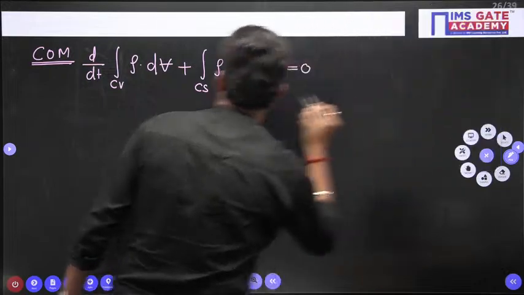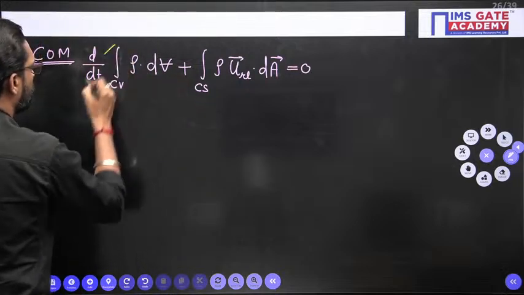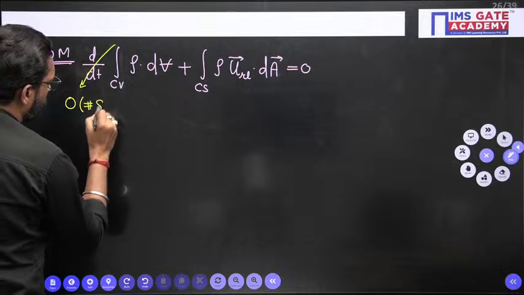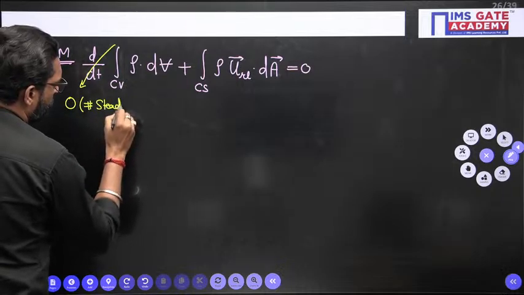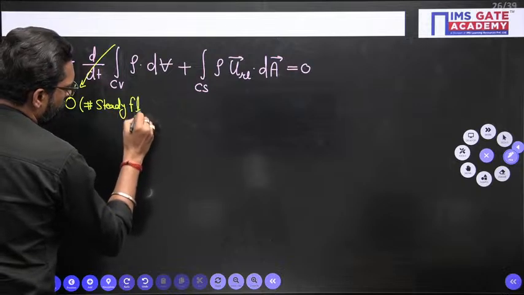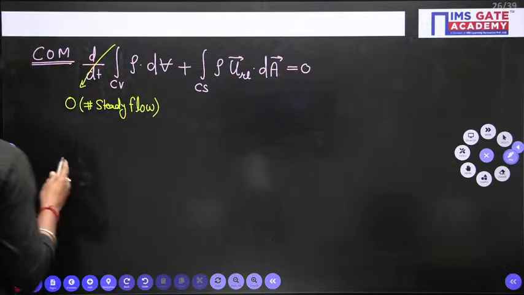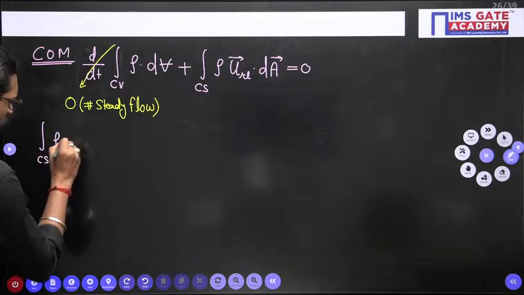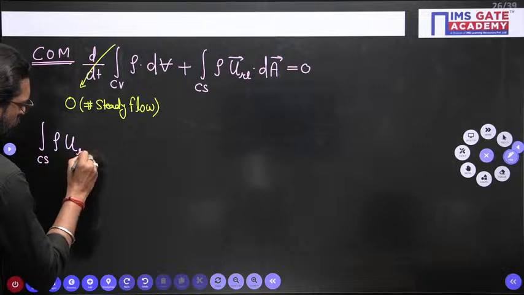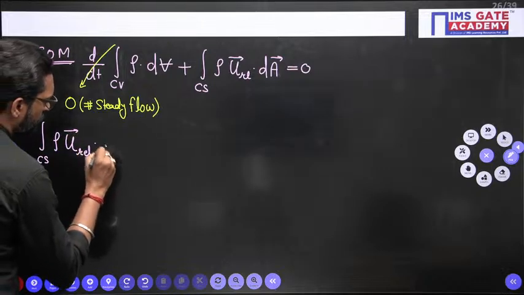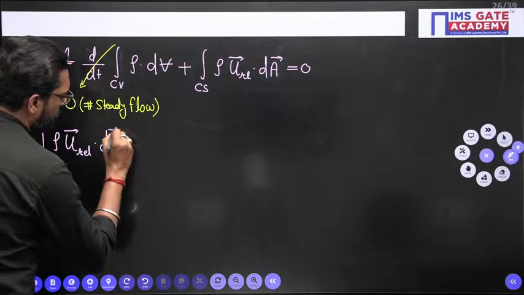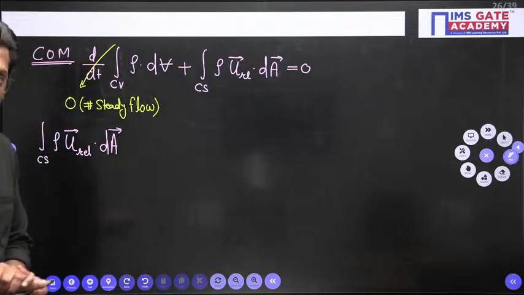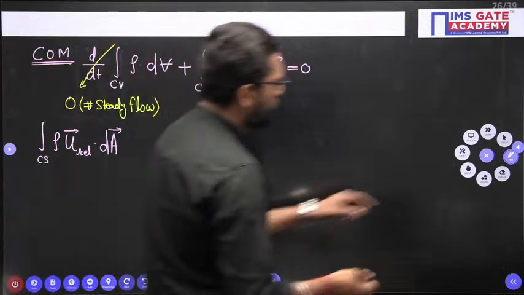Flow is steady. That means this term is 0. Why? Because steady flow. So we only have this one: the control surface integral of rho, relative velocity vector, dotted with dA vector. Okay, we have to find this one. Clear? Now we have to draw it like that.